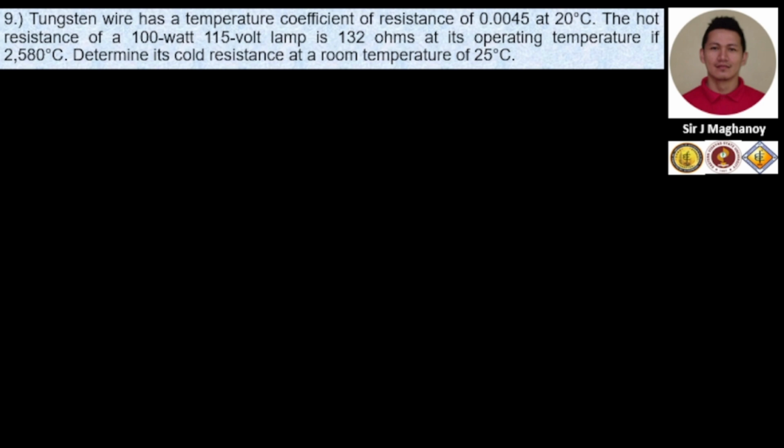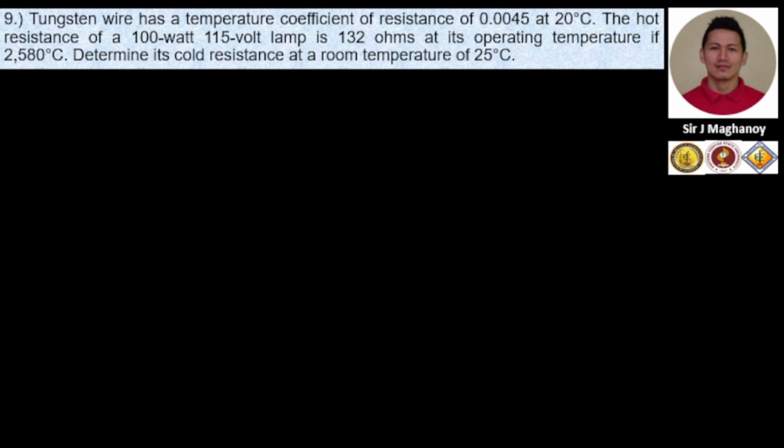Number 9. Tungsten wire has a temperature coefficient of resistance of 0.0045 at 20 degrees Celsius. The hot resistance of a 100 watt 115 volt lamp is 132 ohms at its operating temperature of 2580 degrees Celsius. Determine its cold resistance at room temperature of 25 degrees Celsius.